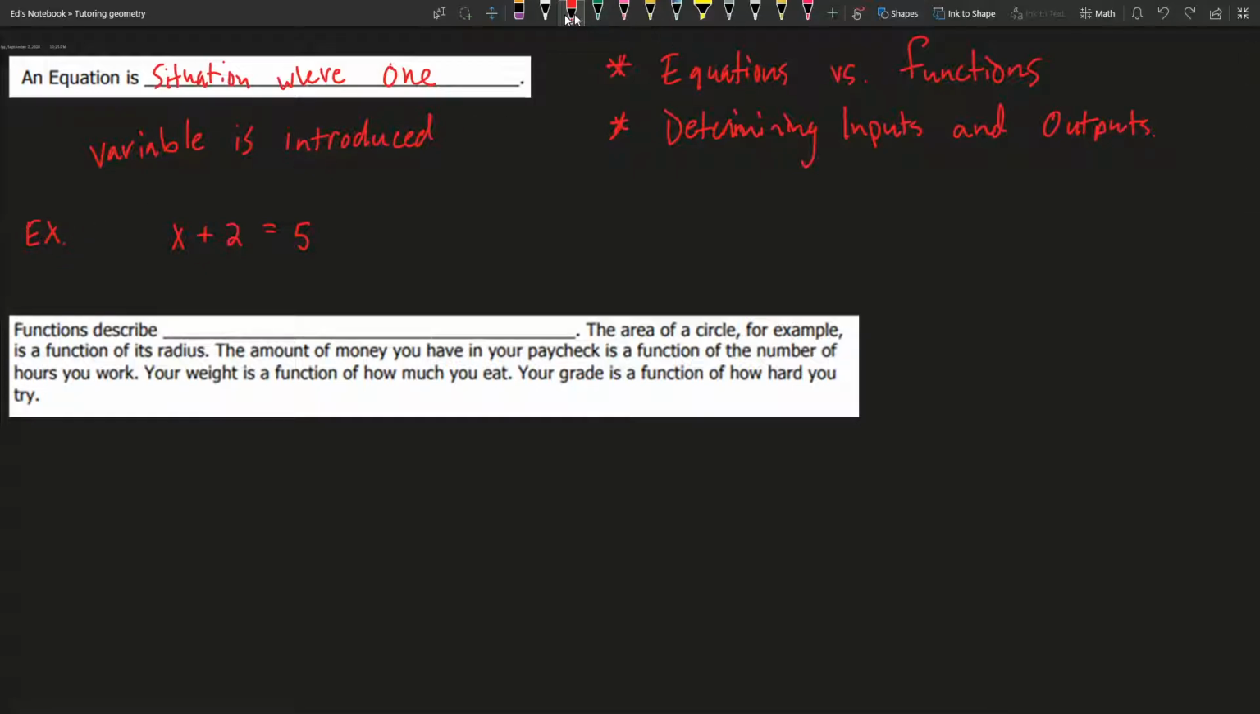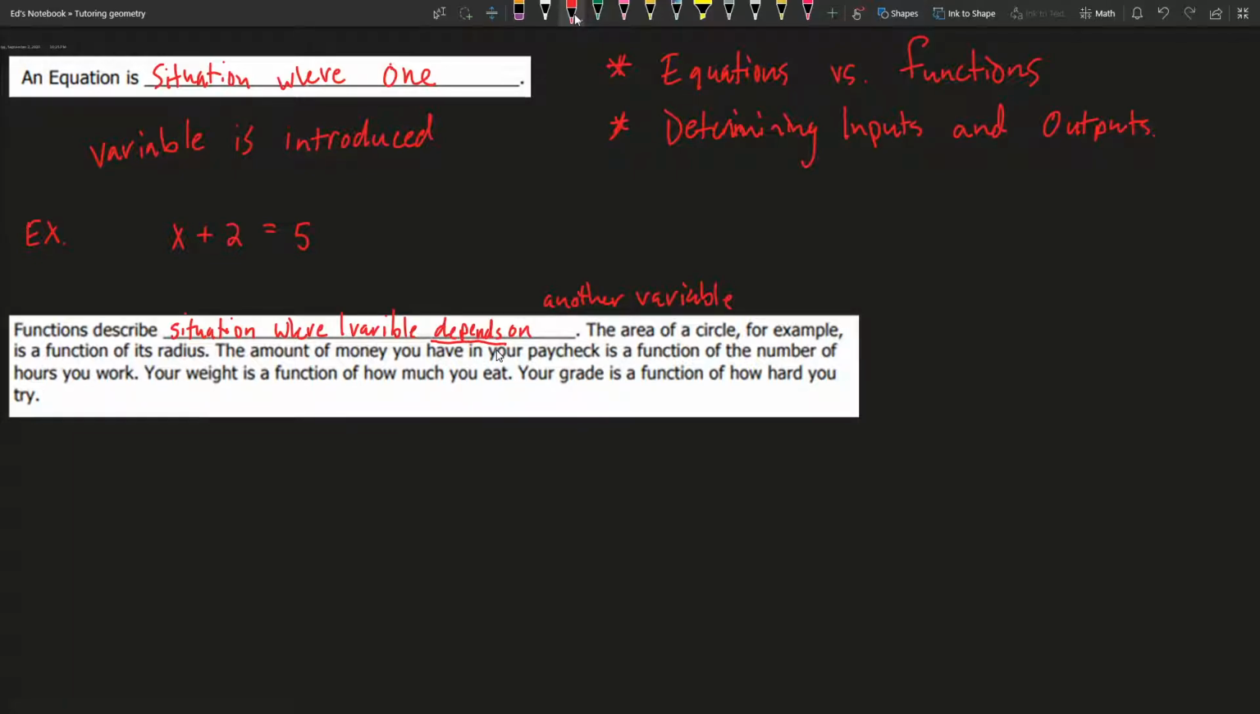So that's going to be an equation, right? And you guys have seen equations. A function describes a situation. Functions describe situations where one variable depends on another variable. You can just write that sentence down if you're taking notes in your notebook. And this word depends, maybe underline it because that's going to be important.